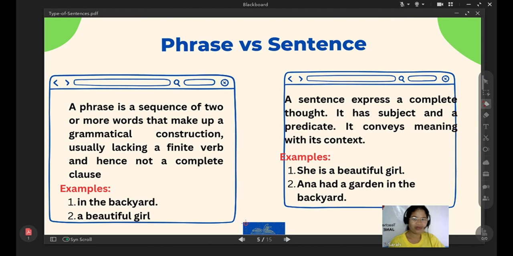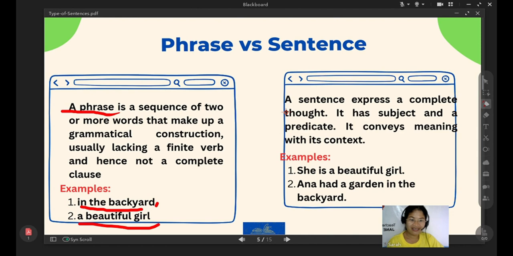Now let's move forward. Let's discuss phrase versus sentence. Okay, a phrase is a sequence of two or more words that make up a grammatical construction, usually lacking a finite verb and hence not a complete clause. For example, in the backyard, a beautiful girl. As you observe here, it's not a sentence and it's somewhat lacking a complete idea.